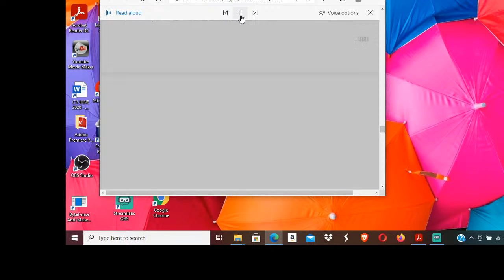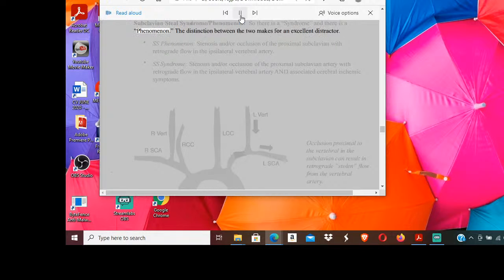380. Subclavian steal syndrome/phenomenon. So there is a syndrome and there is a phenomenon. The distinction between the two makes for an excellent distractor. SS phenomenon: stenosis and/or occlusion of the proximal subclavian with retrograde flow in the ipsilateral vertebral artery. SS syndrome: the same, and associated cerebral ischemic symptoms.